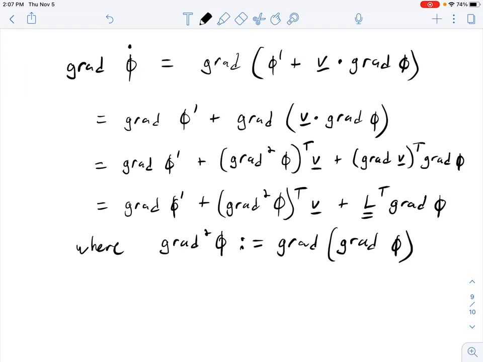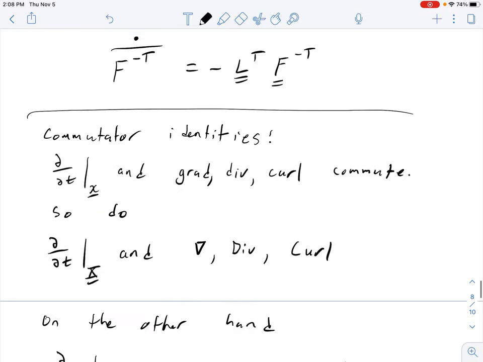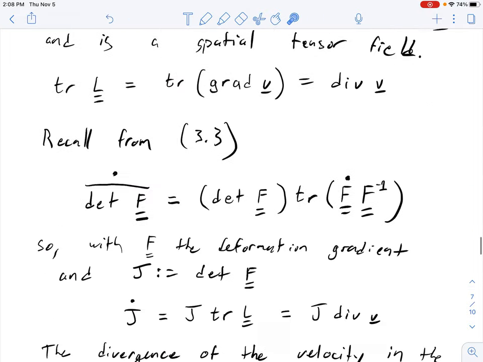Well, we also have that the time derivative of the spatial gradient of phi following a material point, right? So that's the material time derivative. Well, that is equal to grad phi prime plus grad of grad phi acting on the velocity. And that goes back to, where did that go? Why, this very one right here. So we did that for the material time derivative of the whole shebang, giving you the spatial time derivative of the whole thing, just like that, and the gradient of it and v.